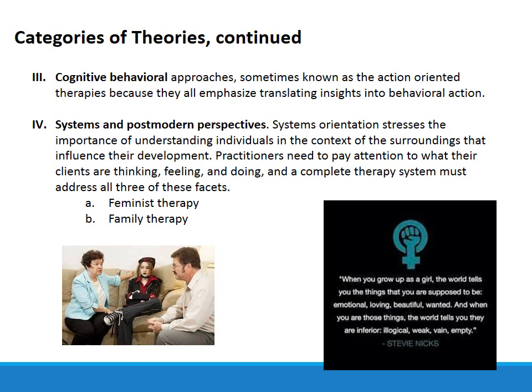Third, cognitive behavioral approaches, sometimes known as the action-oriented therapies, because they all emphasize translating insights into behavioral action. Number 4, systems and postmodern perspectives. The systems orientation stresses the importance of understanding individuals in the context of the surroundings that influence their development. Practitioners need to pay attention to what their clients are thinking, feeling, and doing, and a complete therapy system must address all three of these facets. And this is where feminist therapy comes in.